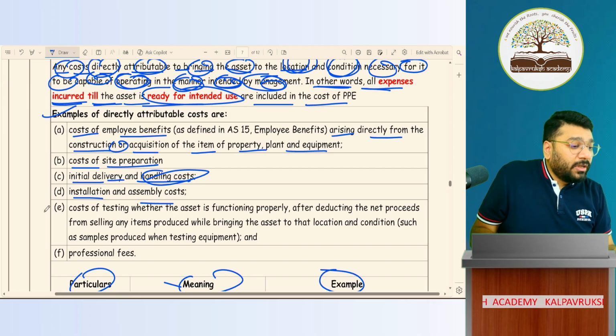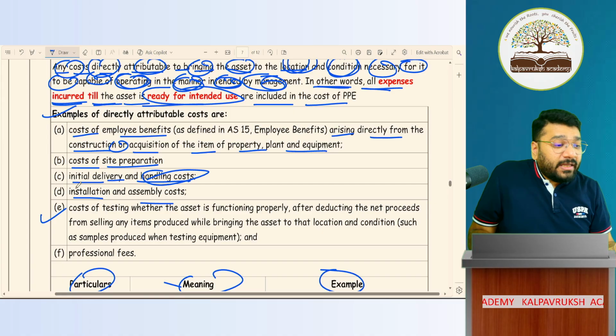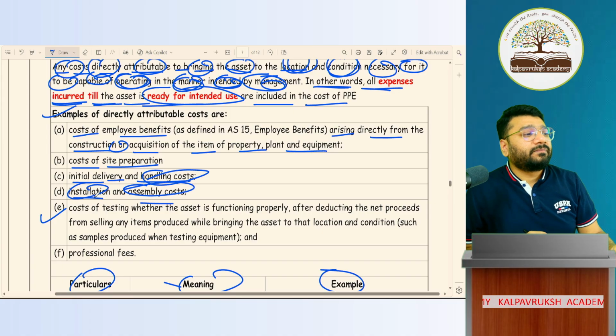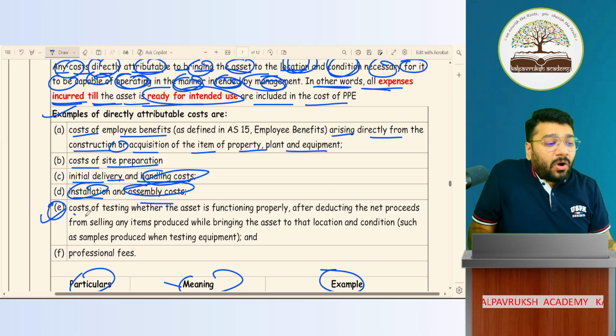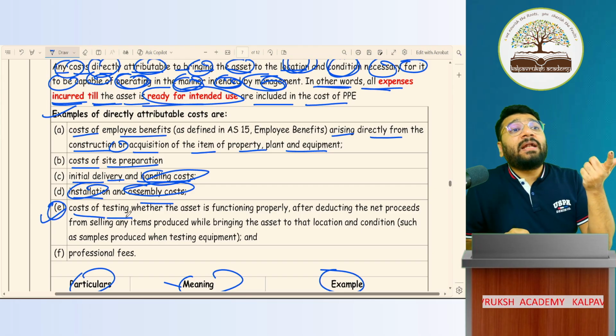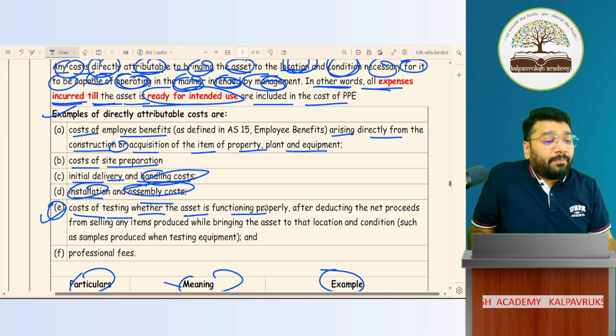Got it, not got it? No. Trial run will come in point E. Here it is installation and assembling only. E point is cost of testing. Testing done when? During trial run. Whether the asset is functioning properly or not.